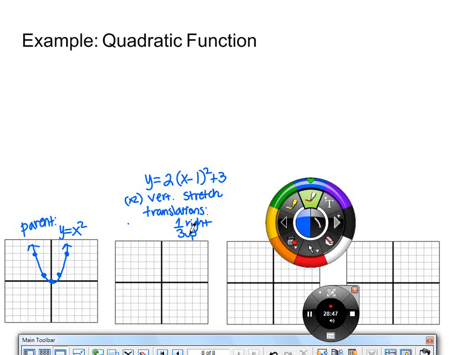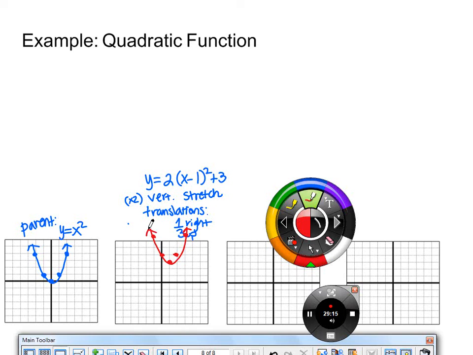Now, I don't want you guys to write the graph again till the very end. But know that we can go to our vertex with our translations, right? So 1 to the right and 3 up is going to be my new vertex. And if there were no other changes, from this vertex, I would follow the same pattern. Over 1, up 1, over 2, up 4. And that would be my parabola.